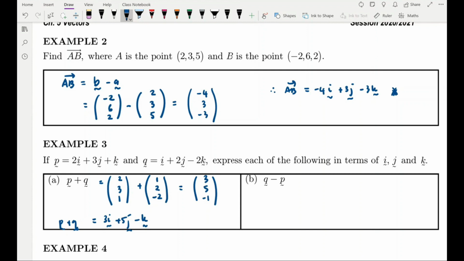Example 3b, Q minus P. That means Q (1, 2, -2) minus P (2, 3, 1). So the answer is (-1, -1, -3), or rewriting again in terms of i, j and k, we get -i - j - 3k.